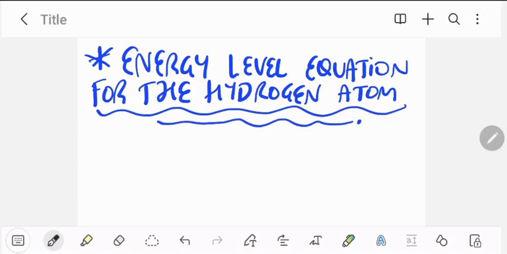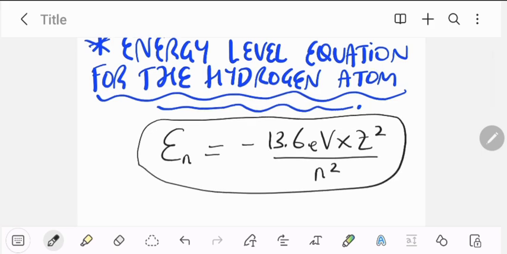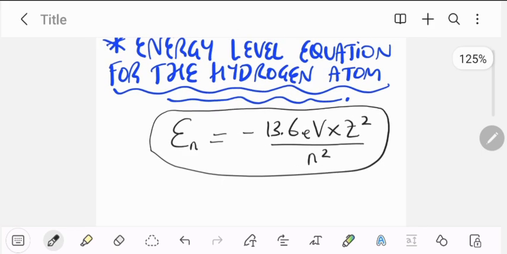Energy level equation for the hydrogen atom. In the HSC physics course, in Module 8, From the Universe to the Atom, looking at the quantum mechanical model of the atom, there's an expression that you need to know for the HSC. Here it is: E_n is minus 13.6 eV times Z squared over n squared. Looks a bit complicated, it really isn't.